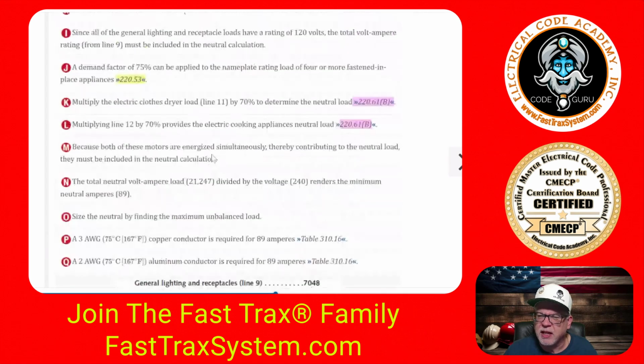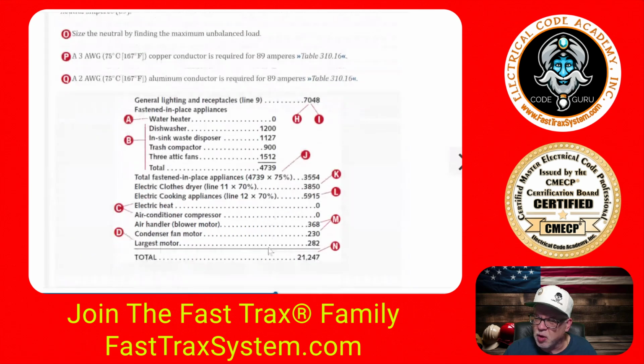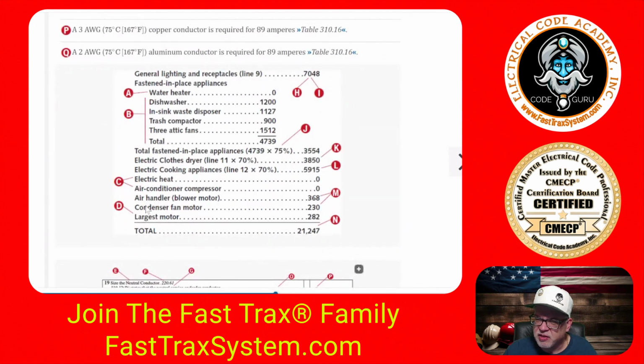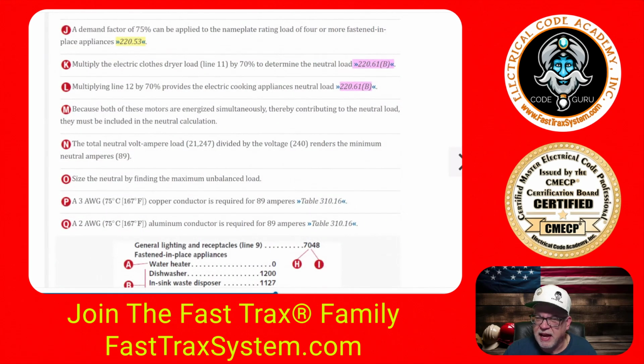And of course, we can go down the list. M, since both of these motors right here, so this is the air handler and this is the condensing fan, both of those motors have to be taken into consideration. Both of those are also energized simultaneously, and they both will be contributing to the total neutral load. So we're taking both of those into consideration.